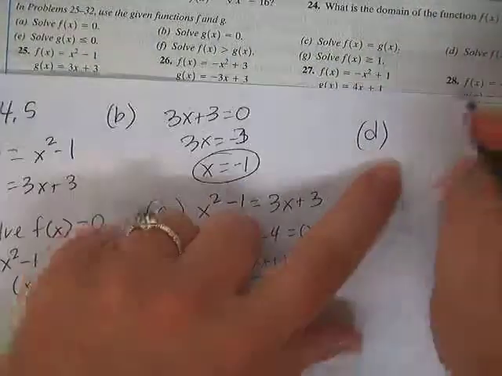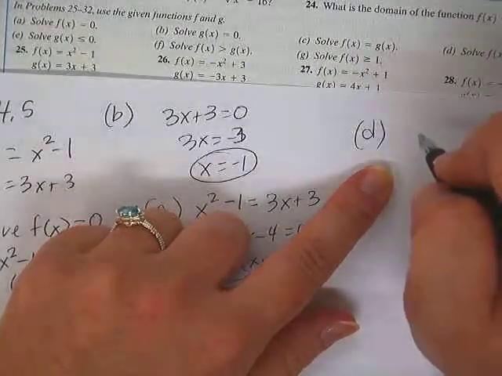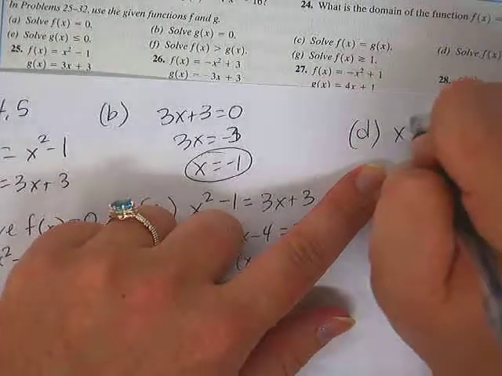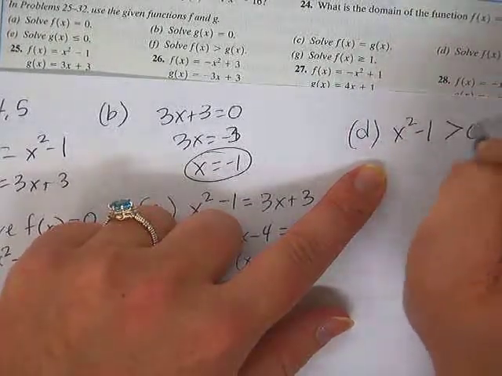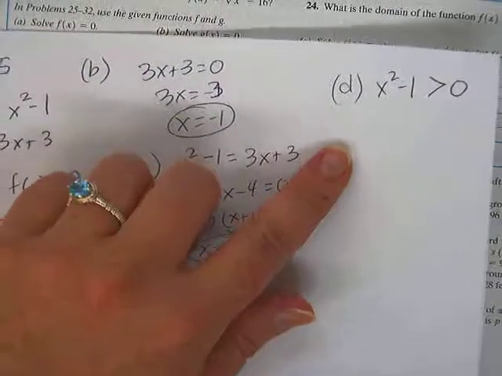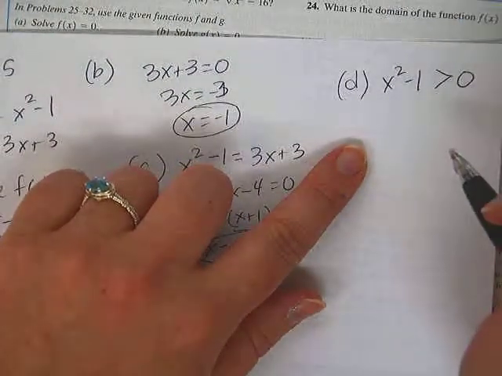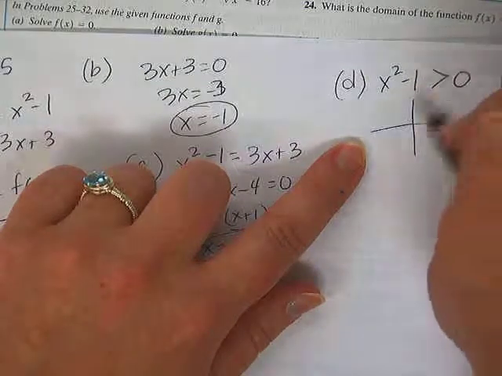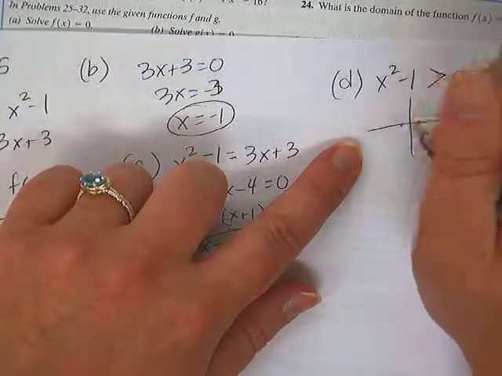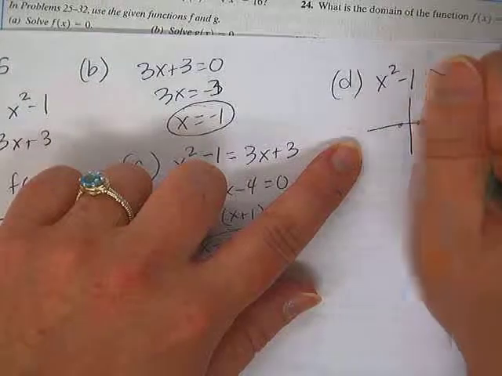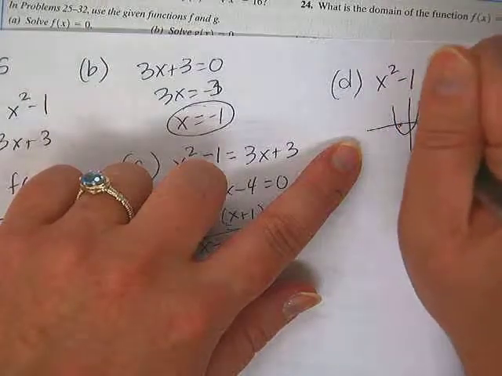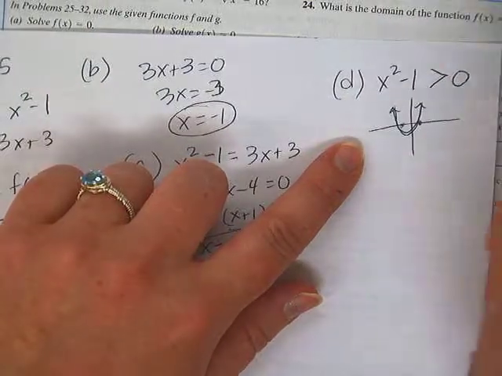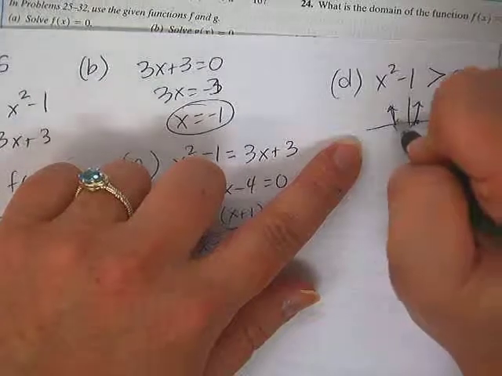D, now we're getting into inequalities. Solve f of x is greater than 0. So x squared minus 1 is greater than 0. So we just barely found where x equals 0. If we use the method of the section, which is to graph this function, this is a quadratic with 0 at negative 1 and at positive 1. And the graph would look something like that.